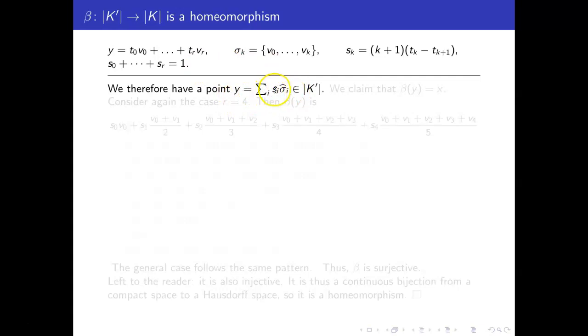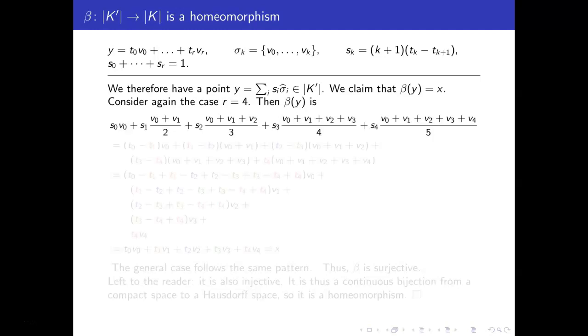So notice here the coefficients Si are non-negative, their sum is equal to 1, and it's kind of clear that the sigmas are nested: sigma naught contained in sigma 1, contained in sigma 2, etc. So by our definition of K prime, sigma naught hat up to sigma r hat counts as a simplex of K prime, and so this y is actually an element of the geometric realization of K prime. And we want to claim that beta sends this to x. So again, we're just going to prove that in the case where r is equal to 4.